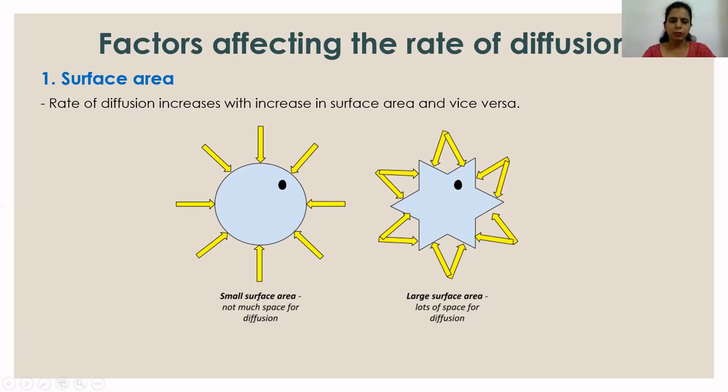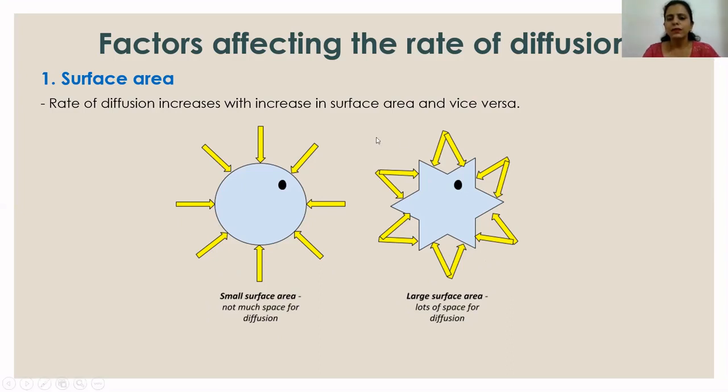Now look here at this diagram. If you look here at this circle, for example, here you have 1, 2, 3, 4, 5, 6, 7, 8. 8 molecules which can move inside this circular cell at a time. But if you look here at the star, at a time we can see that around 12 molecules move together. So in the first case here we have small surface area, and in the second case here we have more surface area. Just by the change in shape, the surface area available for the process of diffusion has changed.